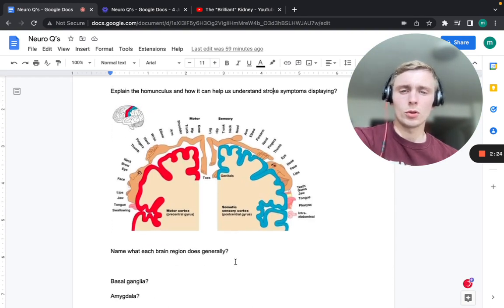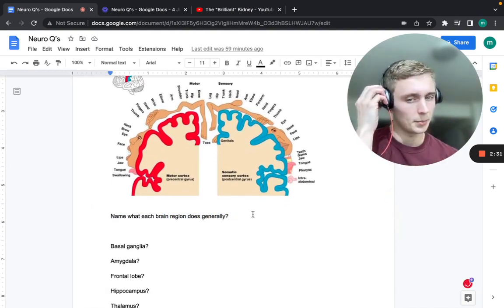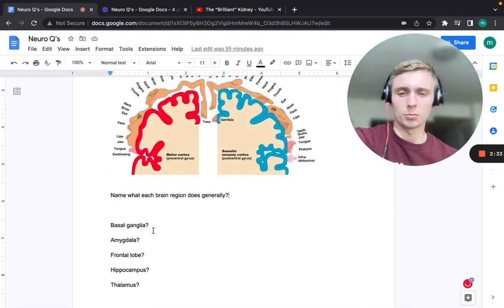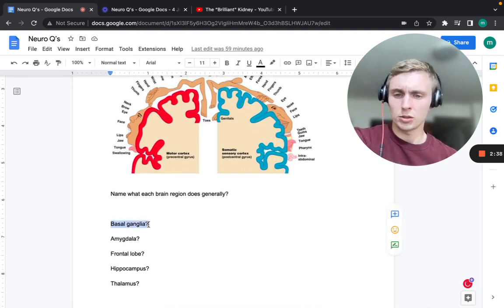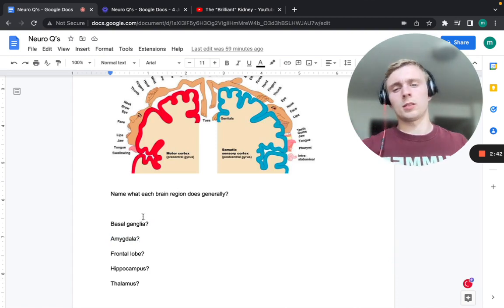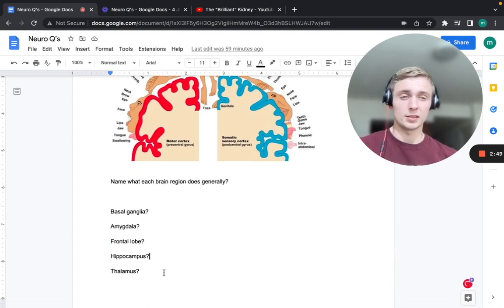Okay, so a few regions of the brain that we need to understand just generally. Name what each brain region does generally. So name the mechanism of each brain region. So the basal ganglia, what does the basal ganglia chiefly do? The amygdala, what does the amygdala do? What does the frontal lobe do? What is its responsibility in the prefrontal cortex? How about the hippocampus? What is the hippocampus responsible for? And what is the thalamus responsible for? So what do these brain structures do?